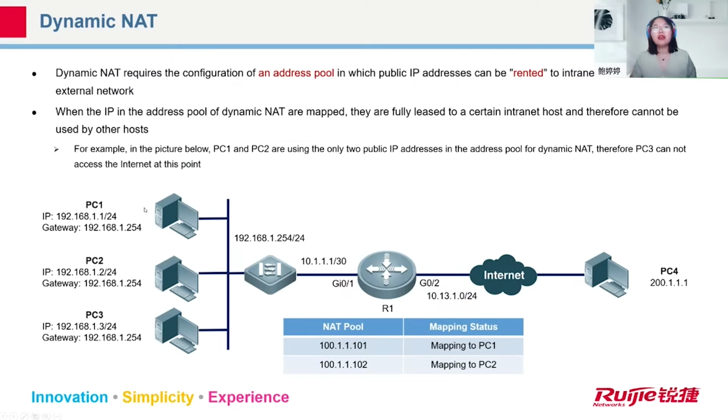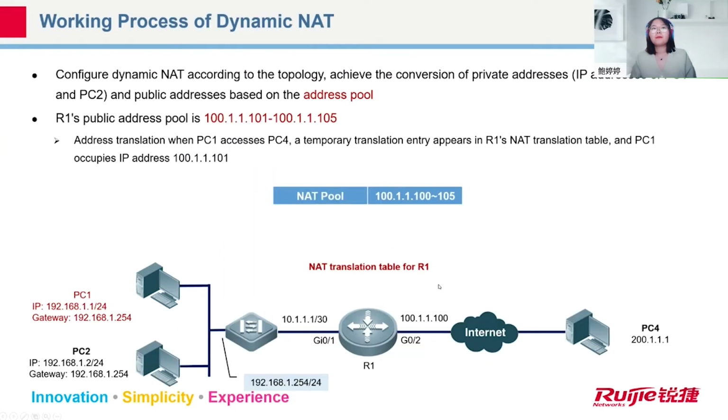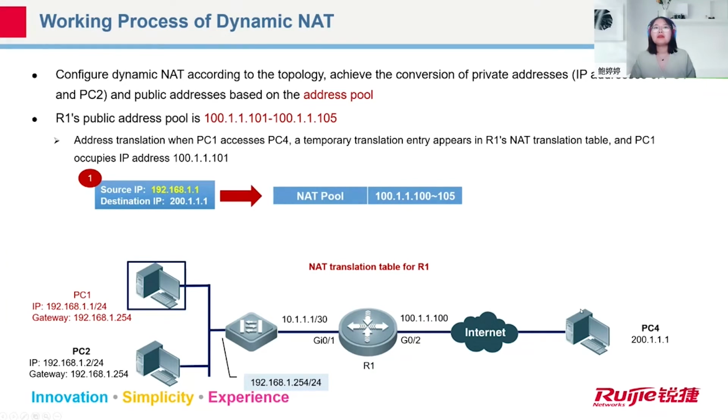So let's see the process. If PC1, 2, 3 want to visit PC4, the process is: now we have the pool of the route 1 from 100.1.100 to 105. And if PC1 wants to visit PC4, the source IP address is PC1, the destination IP address is PC4, then the message is sent to route 1.